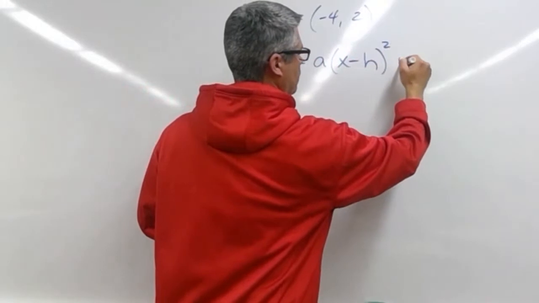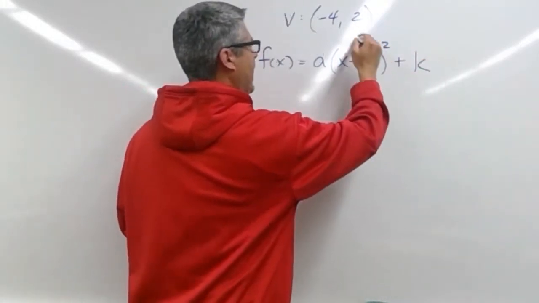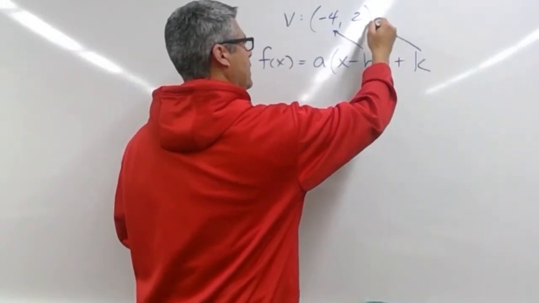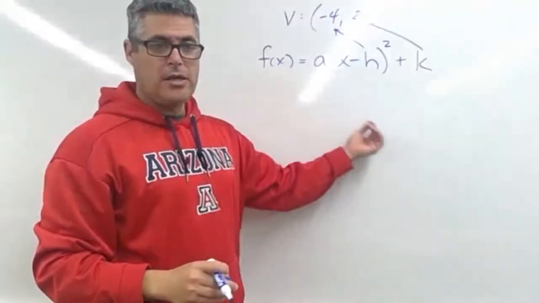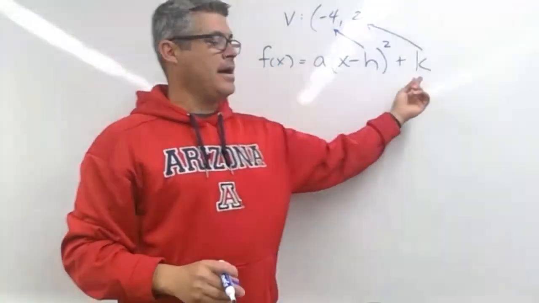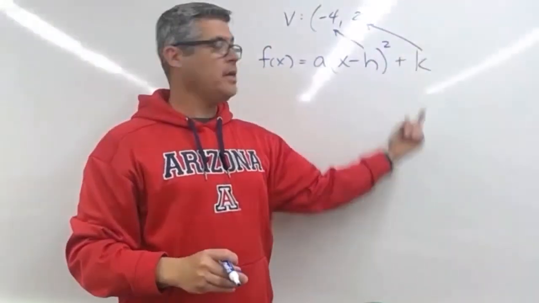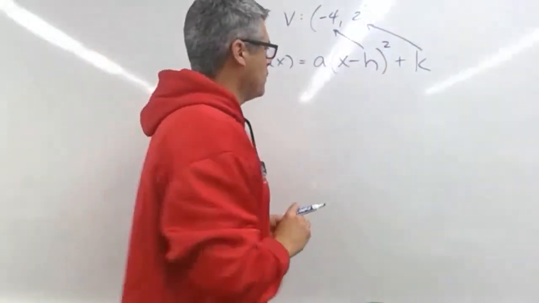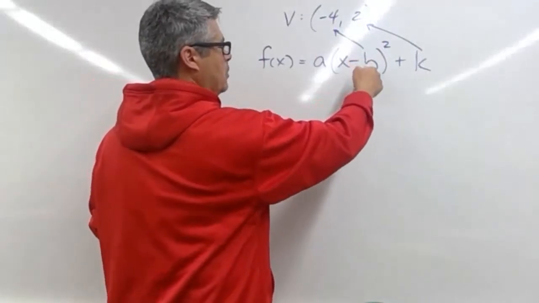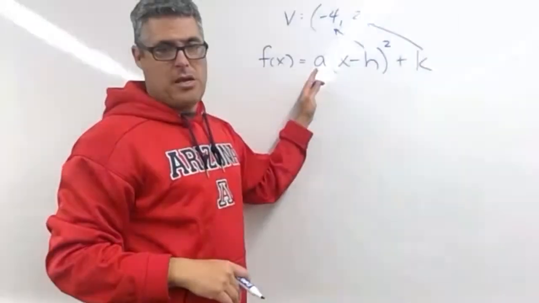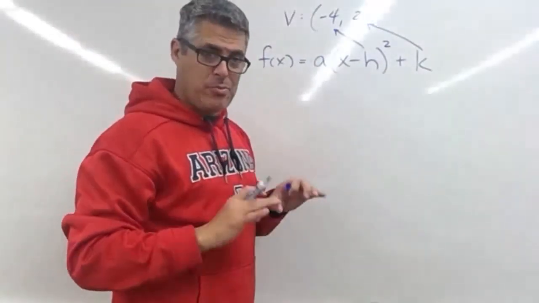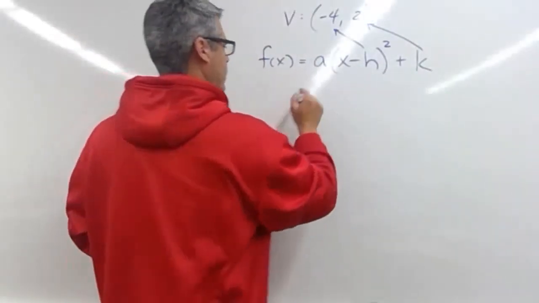This is our vertex form where H and K tell us the vertex. It also tells us how far to move it left and right, which is our X value, and how far up and down to move it, which is our Y value. Okay? And so all we're going to do is plug those in. Now, they didn't tell us any other information, so I don't have to worry about A. I can just say A is 1 for this problem. Now that's going to change a little bit later on.